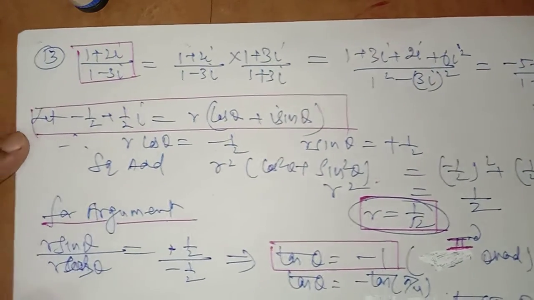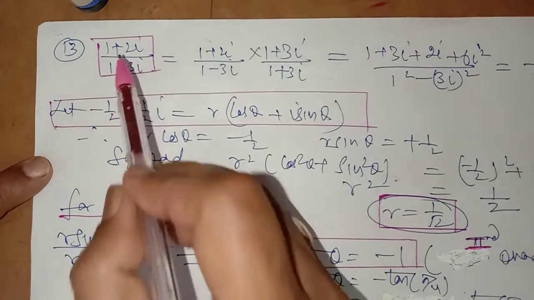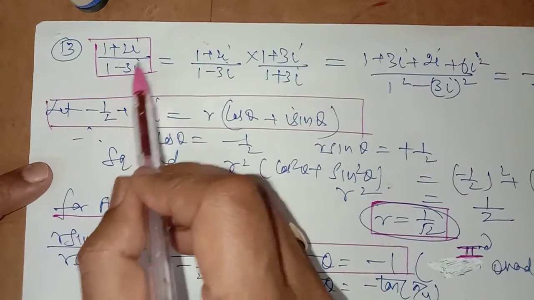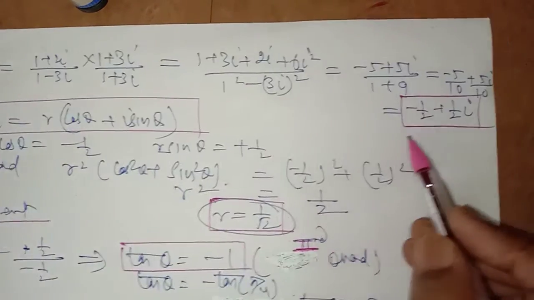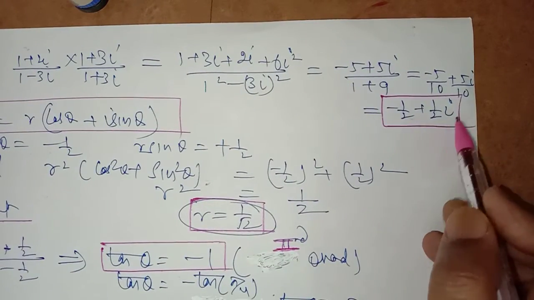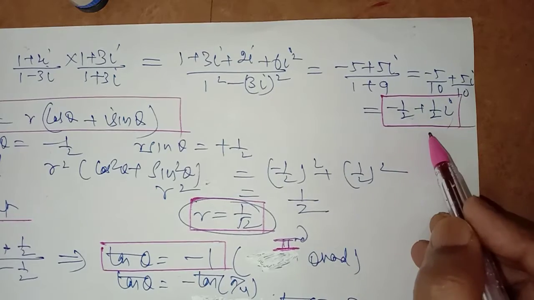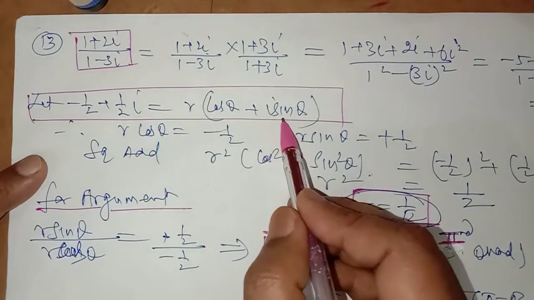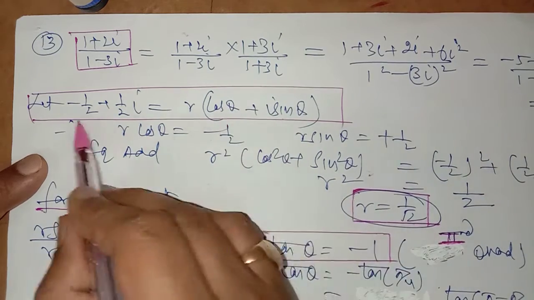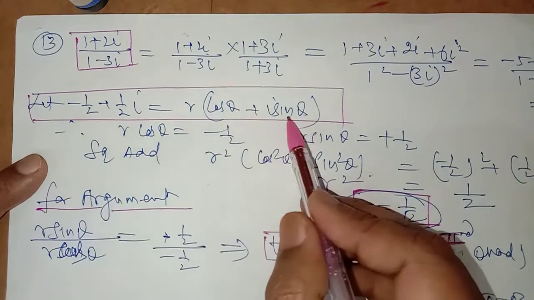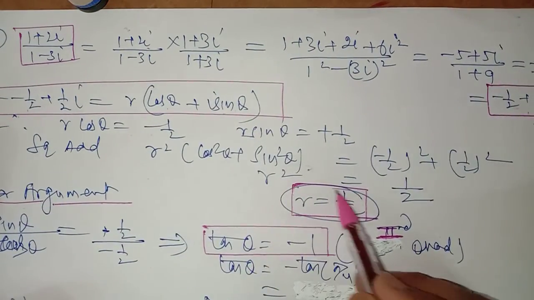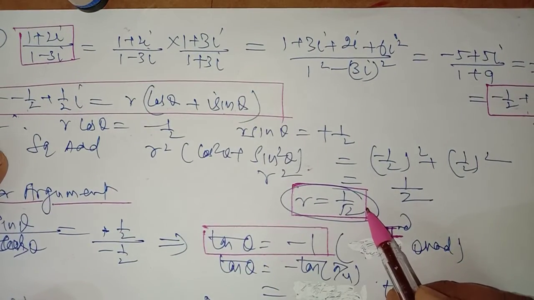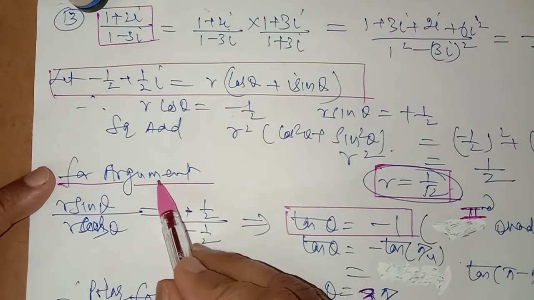Now in question number 13, you have to convert this into the polar form. First of all, rationalize it and convert it into the standard form a plus ib. Now you can convert this into the polar form. Let it be equal to r cos theta plus i sin theta. Equating real part with real part, r cos theta is equal to minus half, r sin theta is equal to half. Squaring and adding as usual we will get the value of r. On dividing we will get the argument.